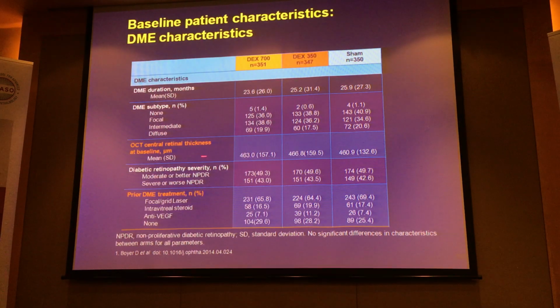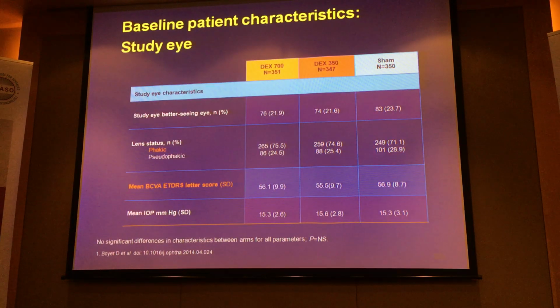The DME characteristics, you'll see that they were quite significantly thicker. All of them were over 400 microns central subfield. And a significant proportion of them have had laser, you see, 70%. This is quite an old study because at the time, we didn't have anti-VEGF that much. So a lot of patients had already received laser. This is the study eye characteristics. Phakic eyes, majority, over 70%.